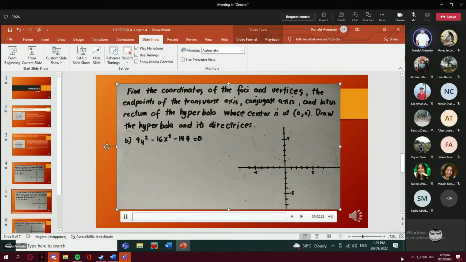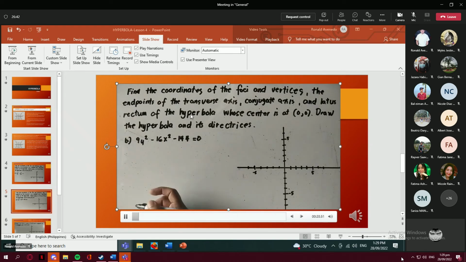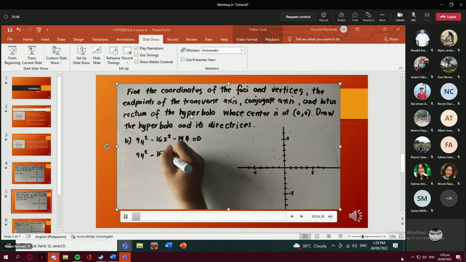Another example, the given equation is 9y squared minus 16x squared minus 144 is equal to 0. The given is in general form, so we will rewrite this in standard form. We will transpose the constant to the right side. So 9y squared minus 16x squared is equal.